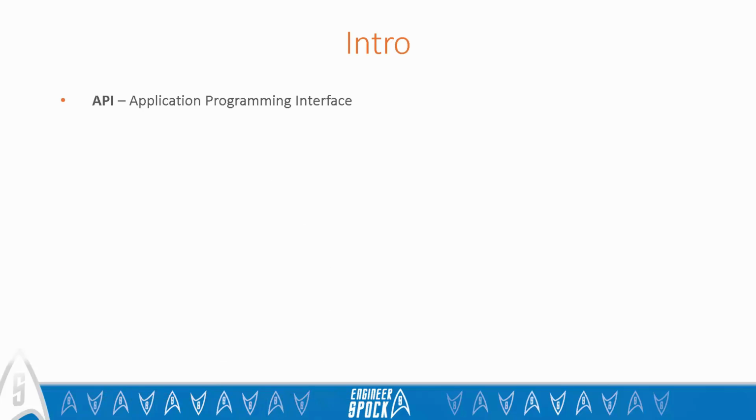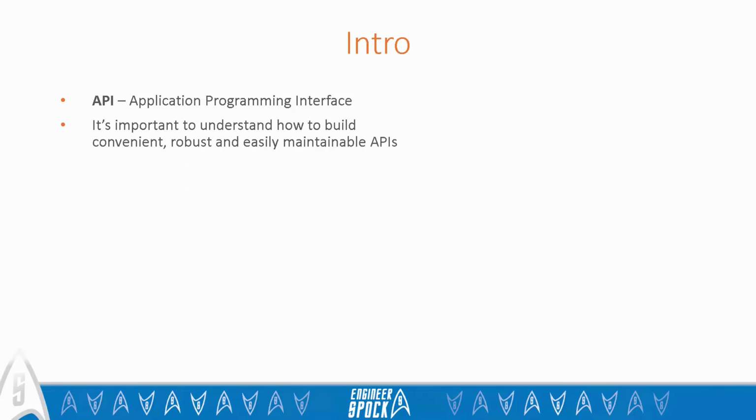API stands for Application Programming Interface. APIs are everywhere. Roughly speaking, all the functions you ever call are part of an API. That's why it is so important to understand how to build convenient, robust and easily maintainable APIs. By the end of this course, you'll get a deep understanding of what a good API is. You'll become educated enough to reason about pros and cons of particular API design and implementation decisions.